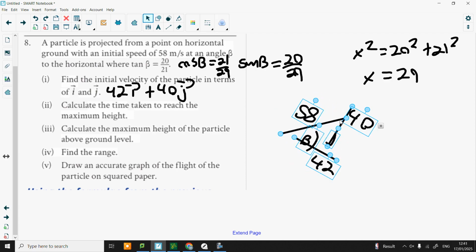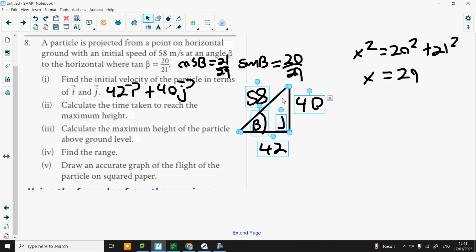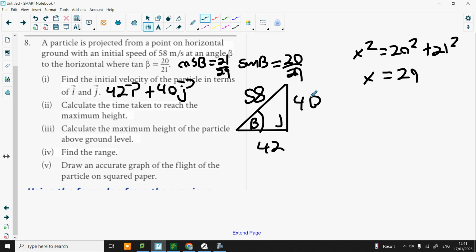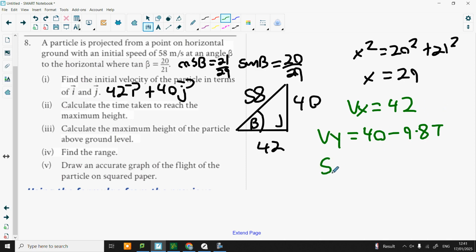Let's make our 4 equations. So our 4 equations. Once we have the 4 equations, we can start. What's phi x? Anybody phi x? Always 42. What's phi y? 40 minus 9.8 t. 40 take away gravity times time. What's Sx? 42 t, yeah? Sy?